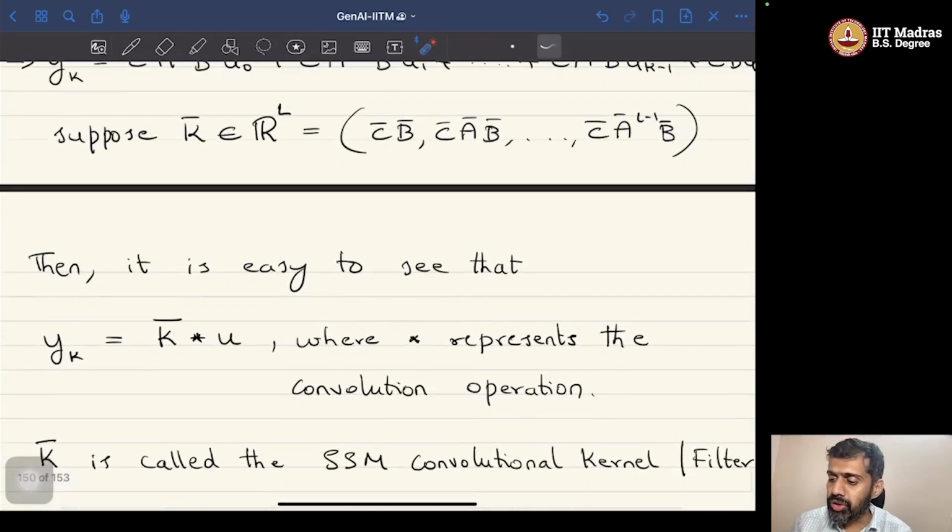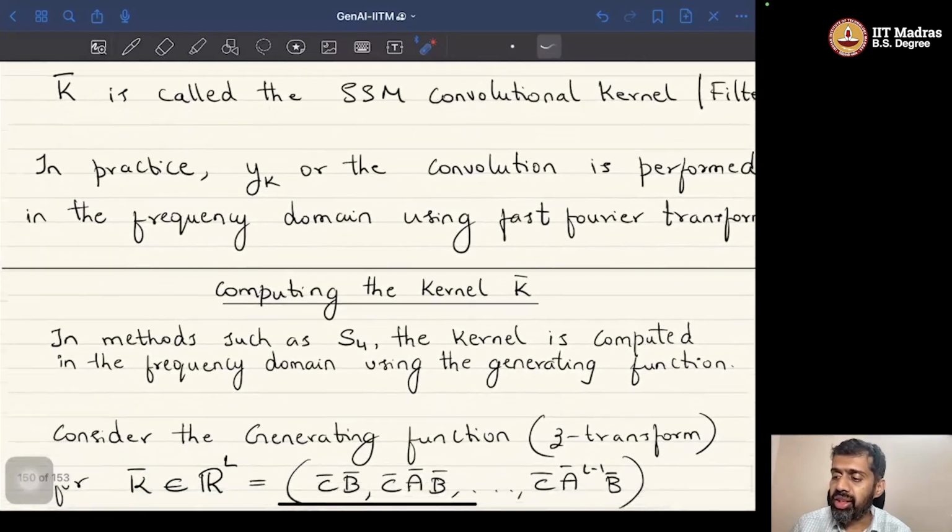the output of the state space model is implemented using the convolution operation, and convolution is equivalent to multiplication in the frequency domain. So the kernel itself is computed first in the frequency domain, and the sequence is multiplied with the computed kernel in the frequency domain, and the inverse transform is applied to get back to the sequence domain. So that is the operation that is done, and we saw that.